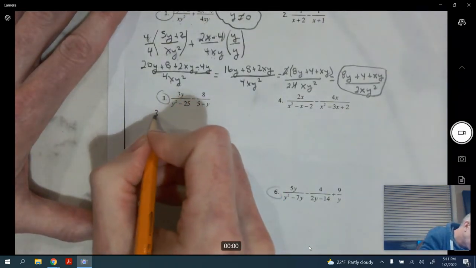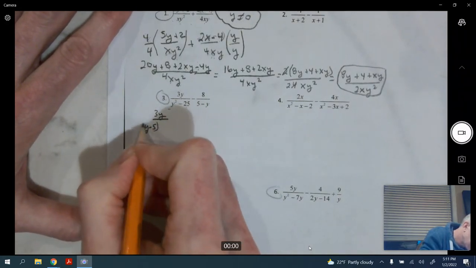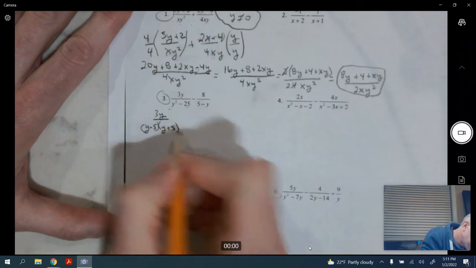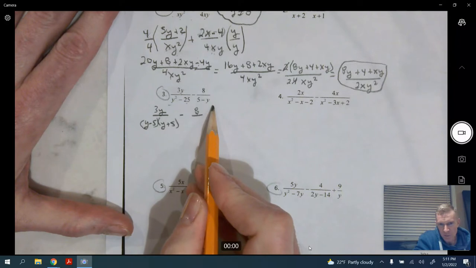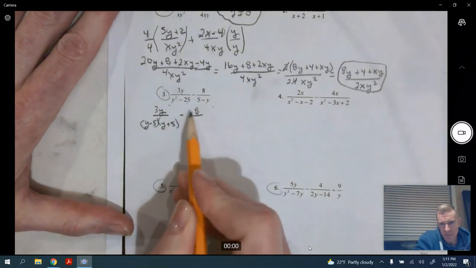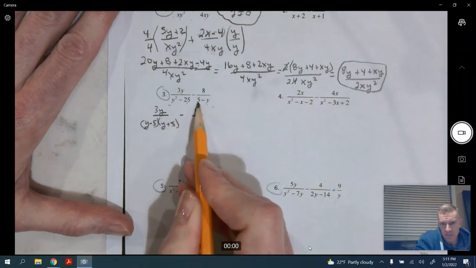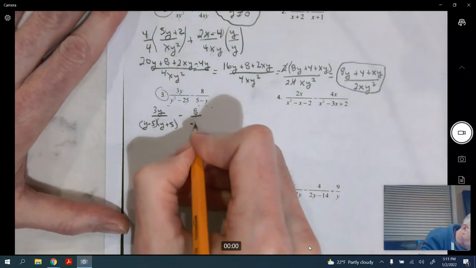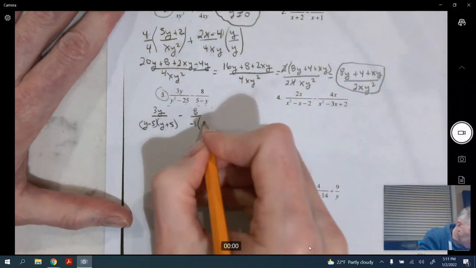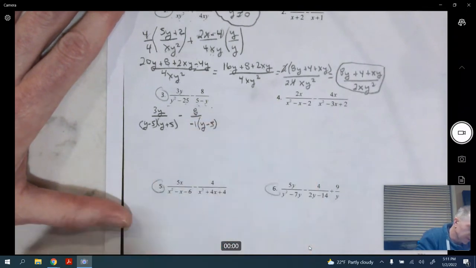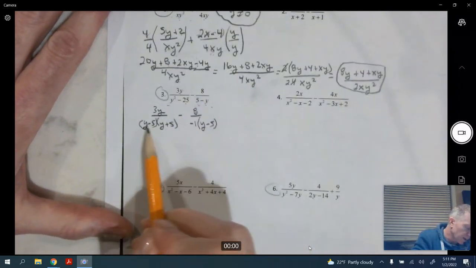We've got a 3y. We want to factor everything: y minus 5, y plus 5, minus 8 over, well, now this is 5 minus y, which almost matches this, but if we factor a negative 1 out of there, then we get the y minus 5 to match. If you factor a negative 1 out of 5 minus y, you've got negative 1 times negative 5 plus y, or y minus 5.